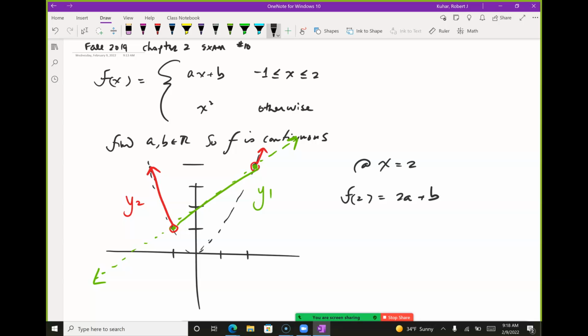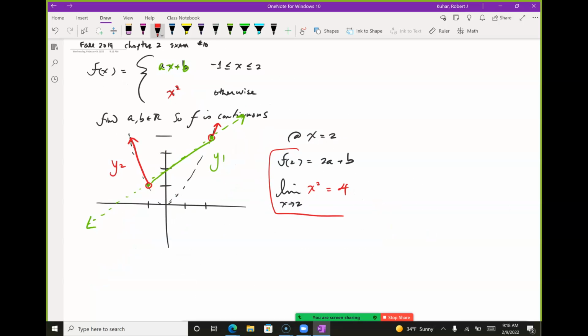But that's for the green. For the limit, I'm going to use the x squared function, right? Let me rewrite this as green, ax plus b, and then red is my x squared. So I also have to do my limit as x goes to 2 of my x squared function. But that's obvious, that's 4, right? So what do I get from these two things to be continuous? I must get that 4 is equal to 2a plus b. Make sure you're comfortable here.